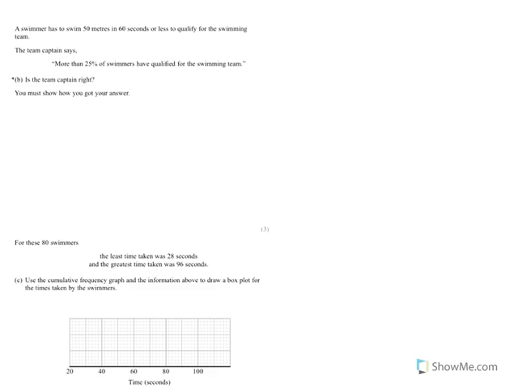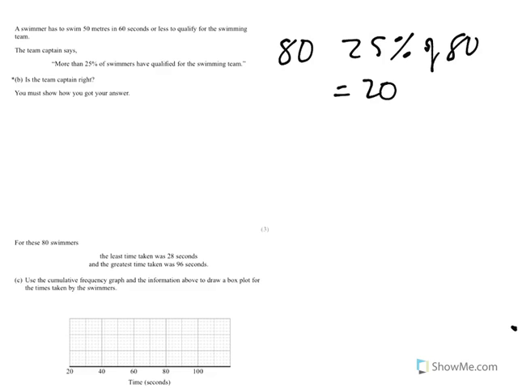Okay, so there are 80 swimmers, and the team captain says that more than 25% have qualified. So that means that more than 20 people have qualified, because 25% of 80 is 20 swimmers.